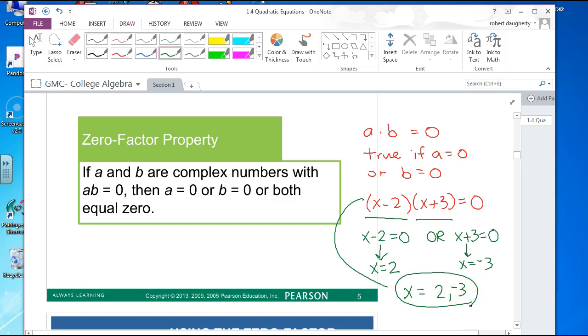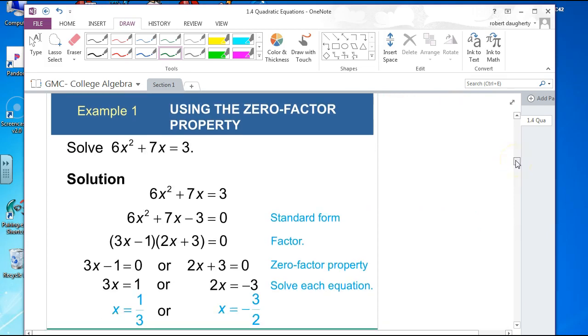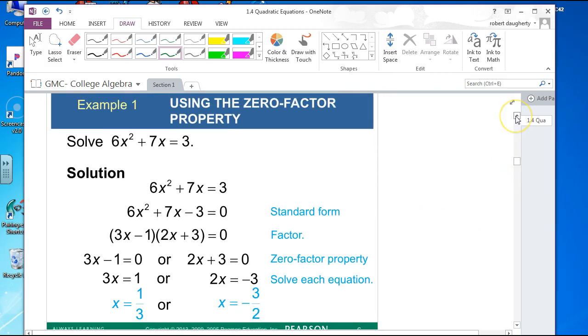So it's a little bit different than a linear. With a linear, you expect to solve for x and get one number. With quadratics, you've got different possibilities of what could happen. In this case, I ended up with a quadratic, and I ended up with two solutions, x equal to 2 and -3. So let's solve using the zero factor property.